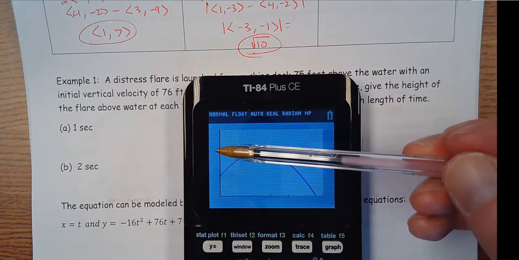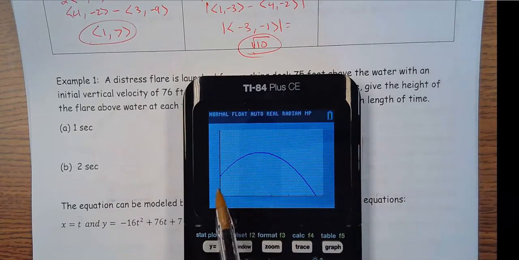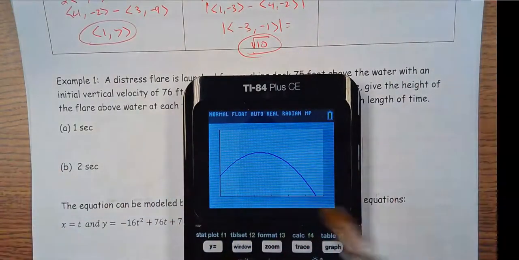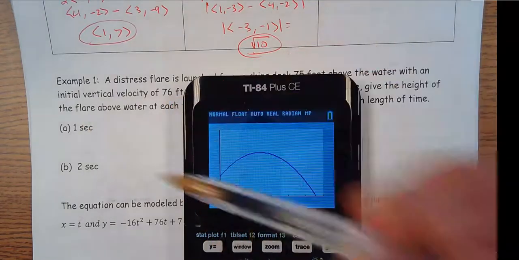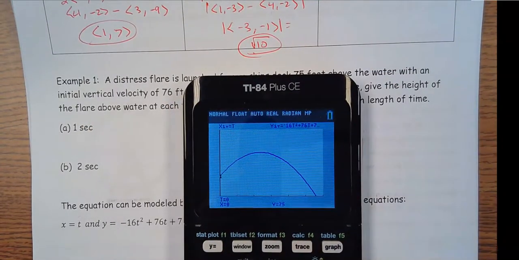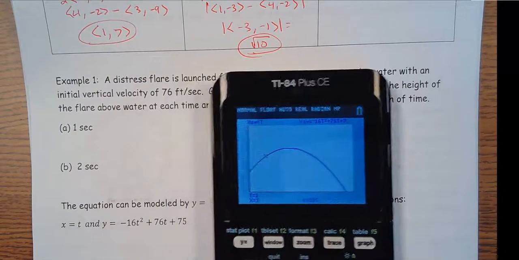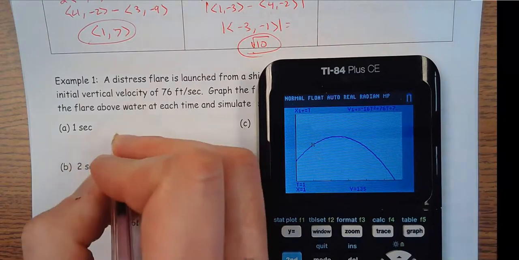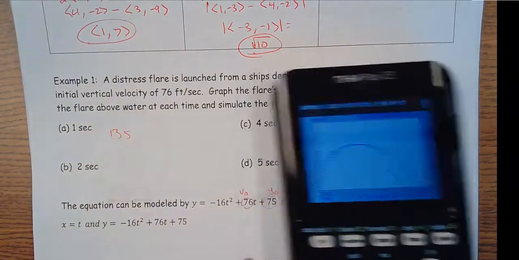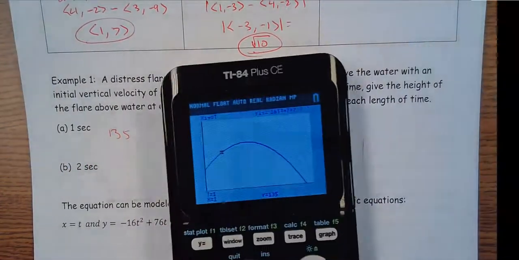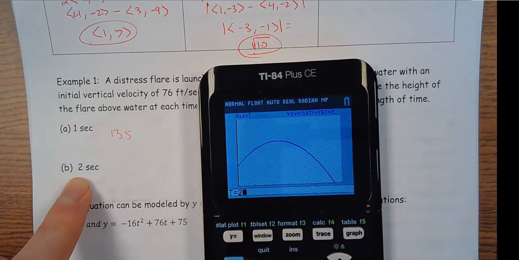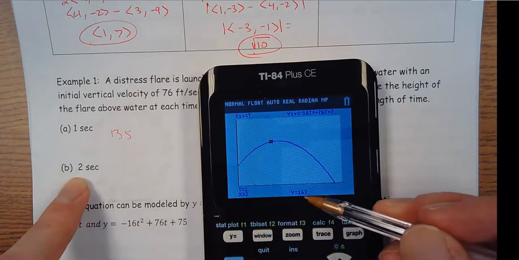Remember, this is actually going straight up and then coming down. I just let X equals T to spread it out across the screen so I can see what's going on, but this actually is going straight up and straight back down. So if I'm trying to solve for 1 second, then trace it and let T equal 1. How high above the water is it at 1 second? Well, it's going to be 135. So it says, graph it and give the heights. So it's 135. At 2 seconds, I'm going to type in 2, hit enter. It looks like it's 163.